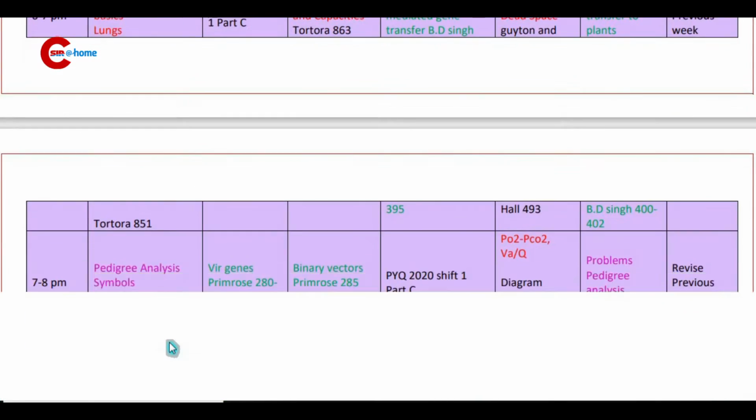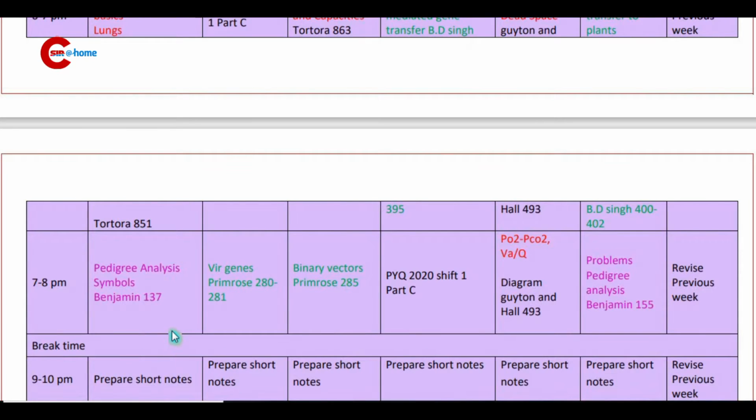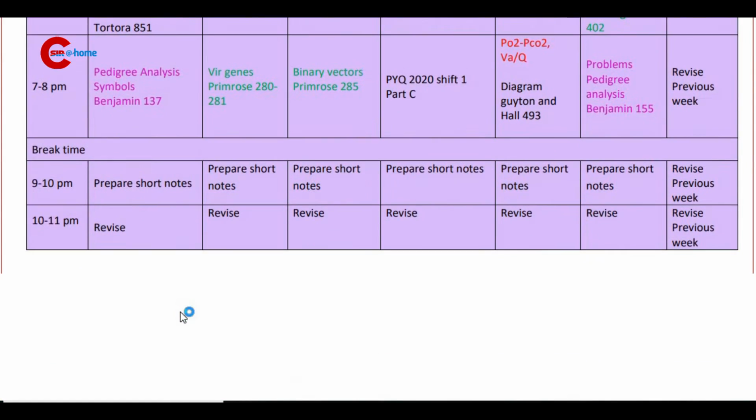Then 7 to 8 p.m.: study again the symbols. It is a bit complicated. Just first get thorough with these symbols. So 7 to 8 p.m.: study pedigree analysis, symbols. Then 9 to 11 p.m.: revise what you have studied and prepare short notes.